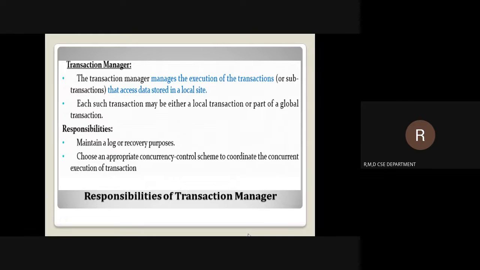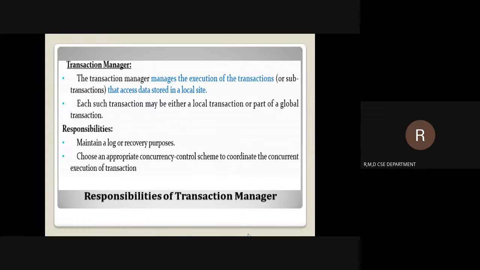The responsibilities of the transaction manager component are as follows. The transaction manager component is responsible for managing the execution of the transactions that access the data in a particular site. It provides all the resources for the sub-transactions that are executing in that site. Each transaction that is executed may be either a local or a global transaction.